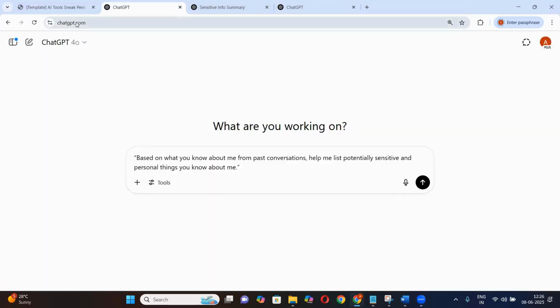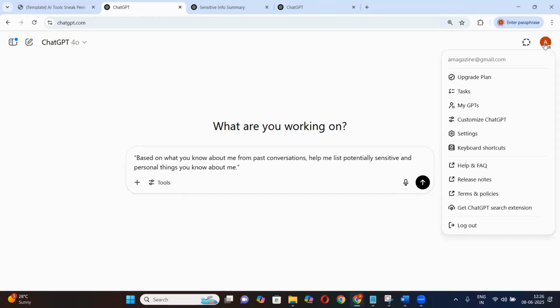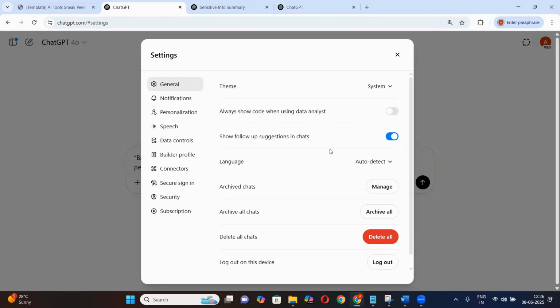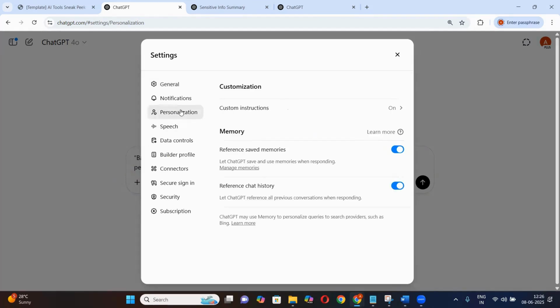I am in the ChatGPT interface. I go to top right, my account information. I click on settings, and in settings, I go to personalization. In personalization, you see the memory portion here, and in that, there are two types of memory which form a part of long-term memory. So, what is a long-term memory? Something that is accessible across sessions by ChatGPT and something that it retains for a longer period of time.